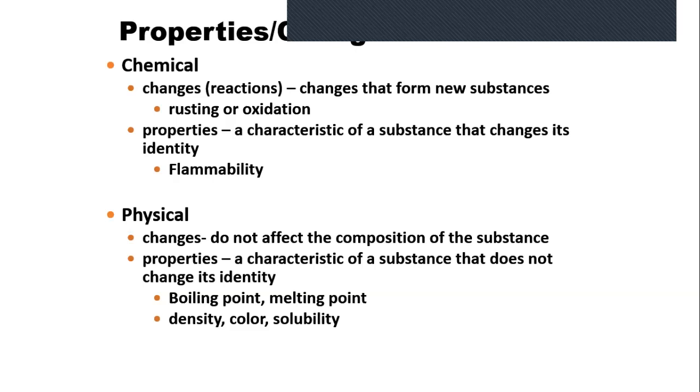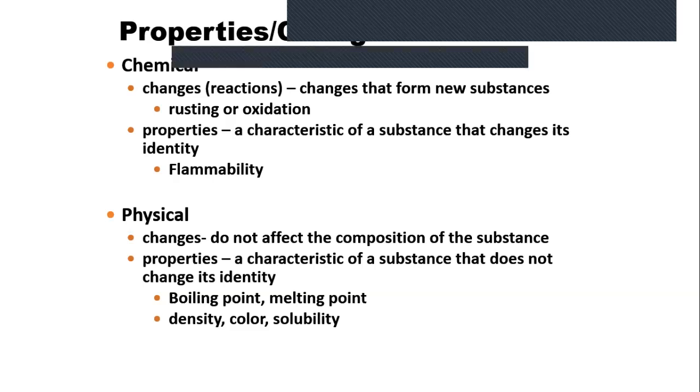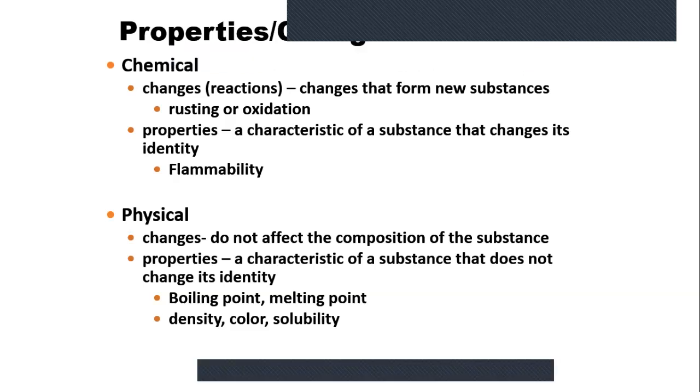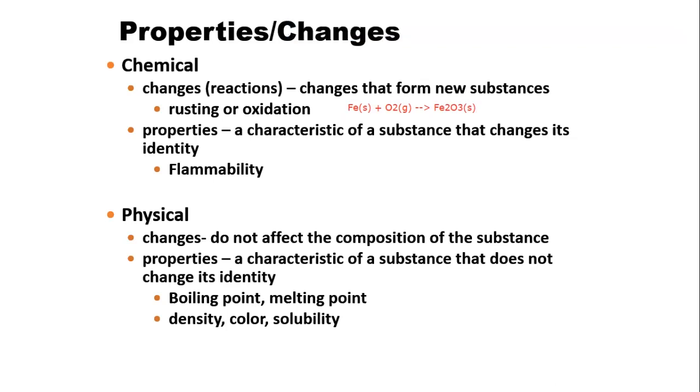So for example, if we write a basic chemical equation showing the chemical reaction of rusting, we're not going to balance it, but for example, iron plus oxygen gas gives us Fe2O3, solid. And so this is rusting. You form iron(III) oxide. Well, your product is not what you started with, so it's a chemical change.